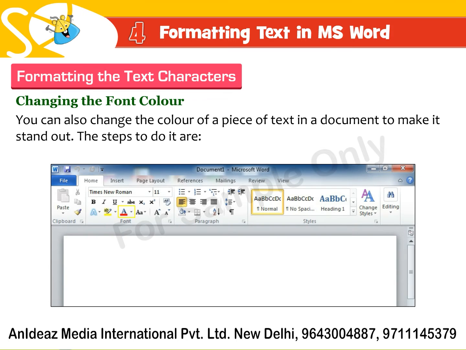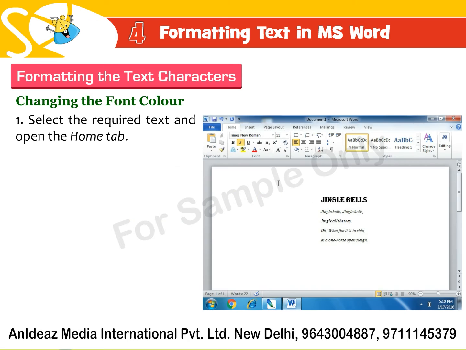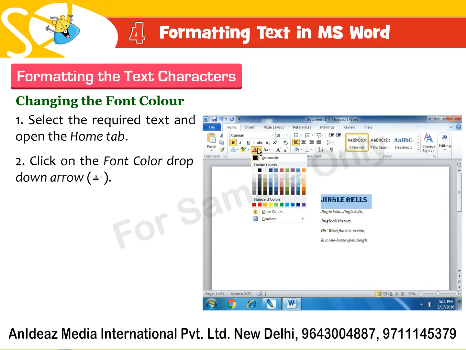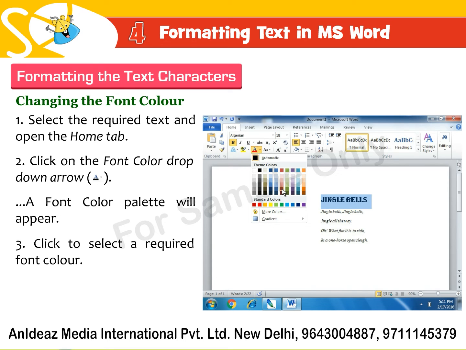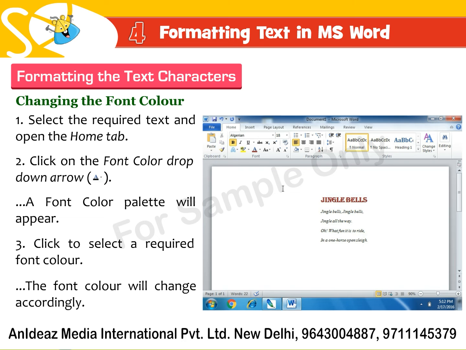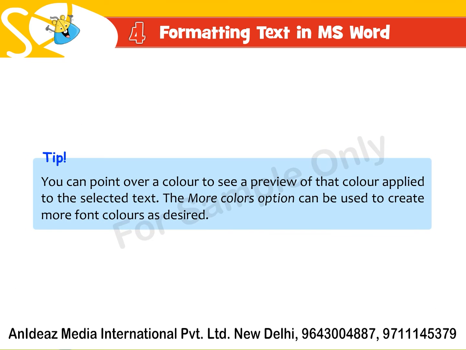Changing the font color. You can also change the color of a piece of text in a document to make it stand out. The steps to do it are: 1. Select the required text and open the Home tab. 2. Click on the font color drop-down arrow. A font color palette will appear. 3. Click to select a required font color. The font color will change accordingly. Tip: you can point over a color to see a preview of that color applied to the selected text. The More Colors option can be used to create more font colors as desired.